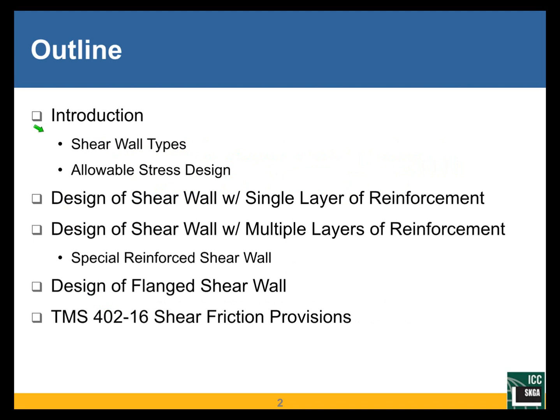So here's what we're going to do today. We're going to talk about masonry shear wall types and a little bit about allowable stress design. We'll look at design of a shear wall with a single layer of reinforcement. So this would be perhaps a pier between some windows, or just a short length of masonry wall that would have a single layer of reinforcement. We'll learn some things, I think, in terms of behavior that are useful. We'll then take a break and look at the design of shear walls with multiple layers of reinforcement, so a longer shear wall. We'll also spend some time on special reinforced shear walls and some of the requirements of that.